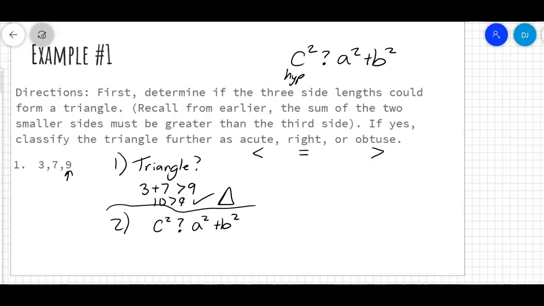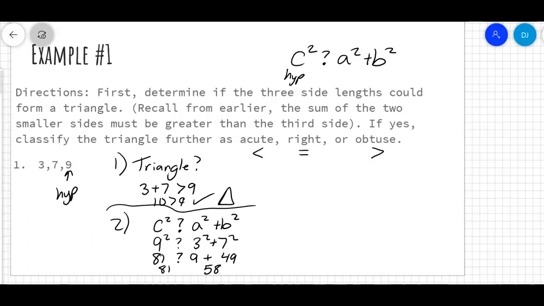All right, so this is definitely the hypotenuse because it's the longest side. So I'm going to substitute that in for c. Question mark, don't know yet. 3 squared plus 7 squared. 9 squared is 81. Still a question mark, but we're going to figure it out soon. 9 plus 49. Okay, so 9 plus 49 is going to give us 58.